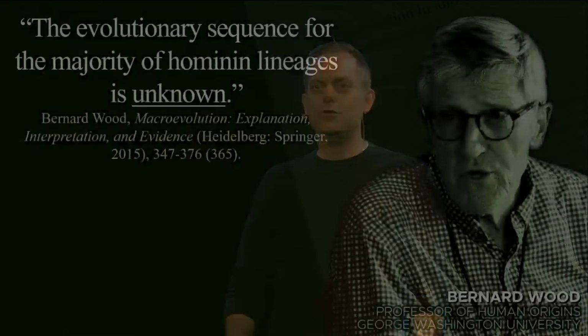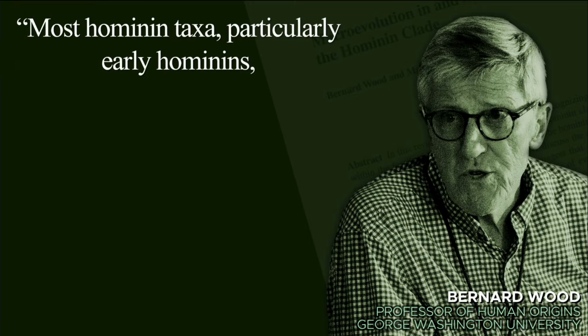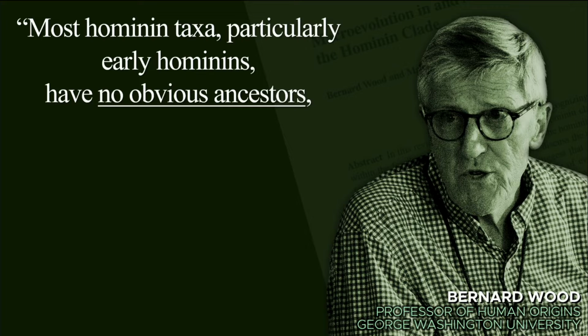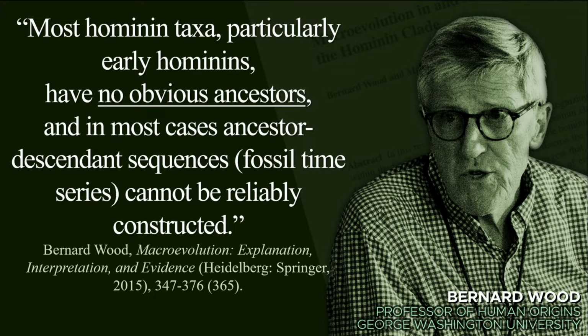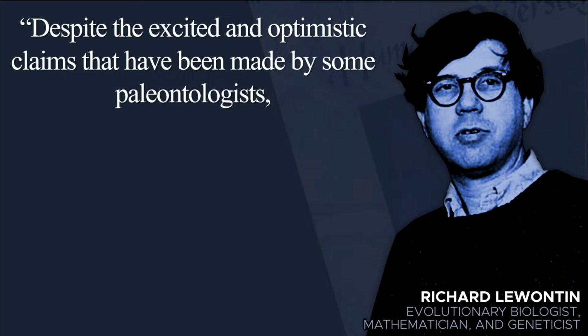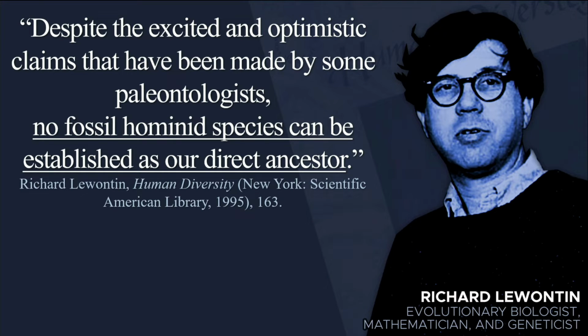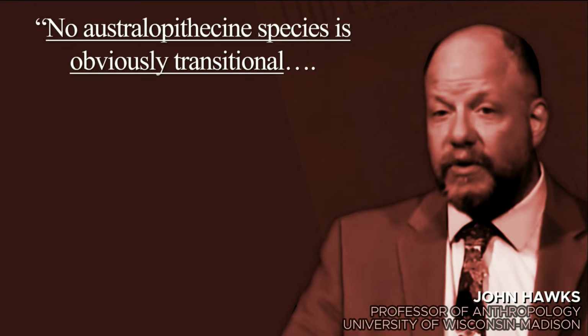Bernard Wood, he says the evolutionary sequence for the majority of hominin lineages is unknown. Most hominin taxa, particularly early hominins, have no obvious ancestors, and in most cases, ancestor-descendant sequences cannot be reliably constructed. Richard Lewontin, evolutionary biologist, says, despite the excited and optimistic claims that have been made by some paleontologists, no fossil hominid species can be established as our direct ancestor. John Hawkes: no Australopithecine species is obviously transitional.